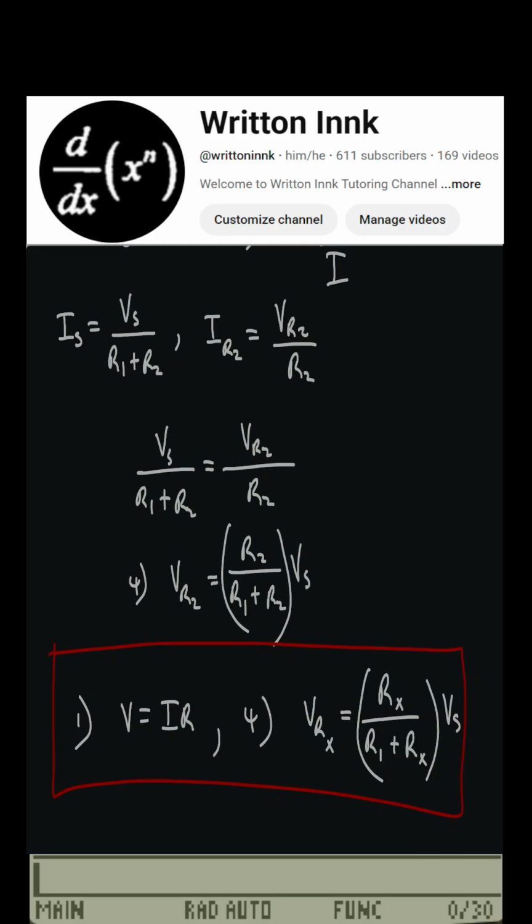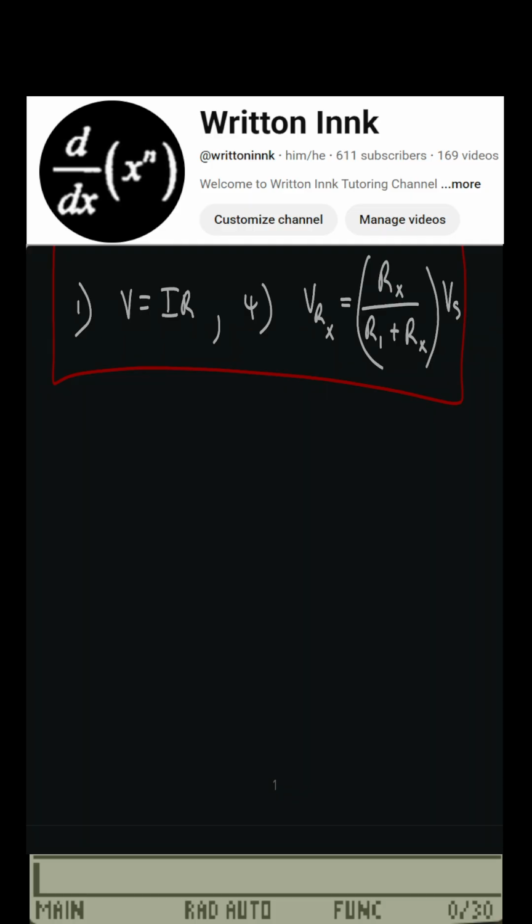So here's my question. If R1 is equal to 2 ohms and R2 is equal to 4 ohms and IS is equal to question mark and VS is equal to 6 volts.